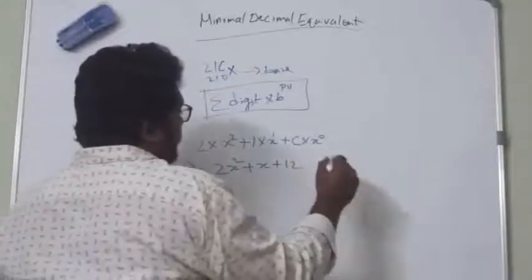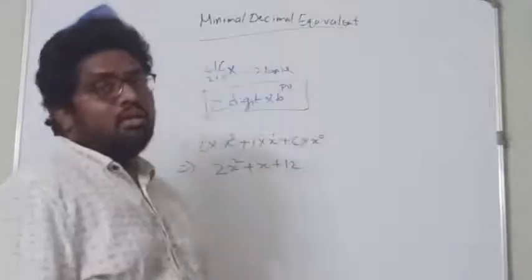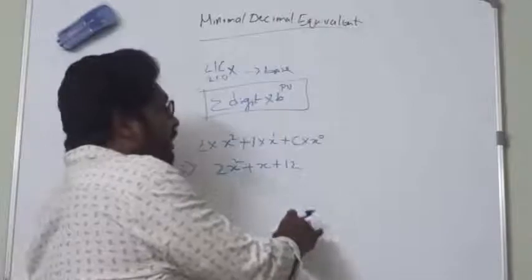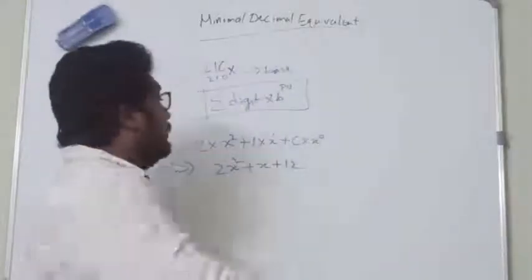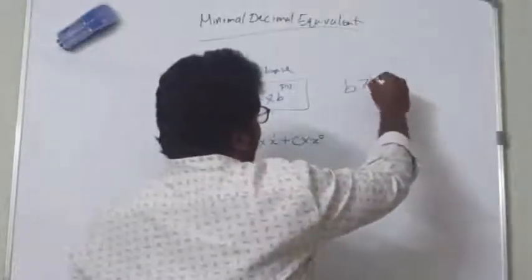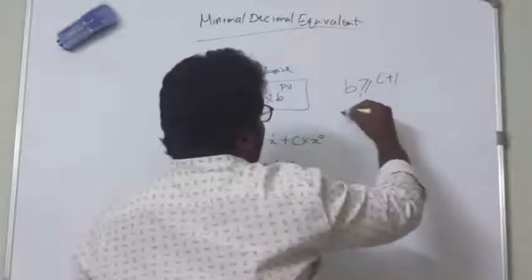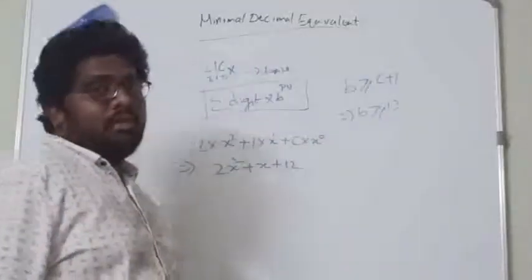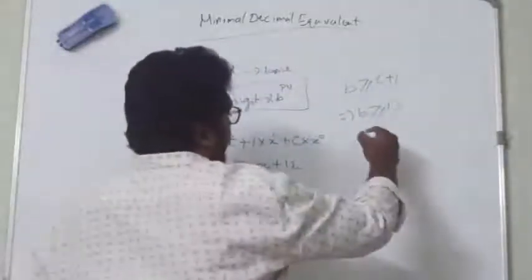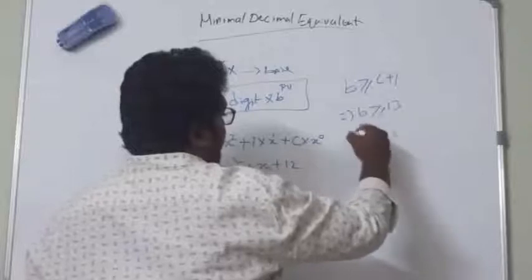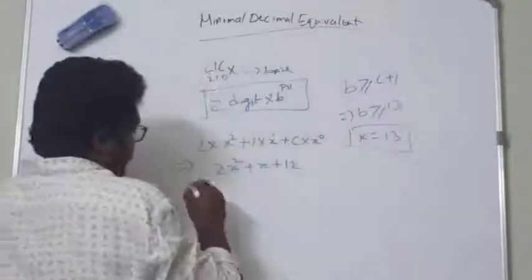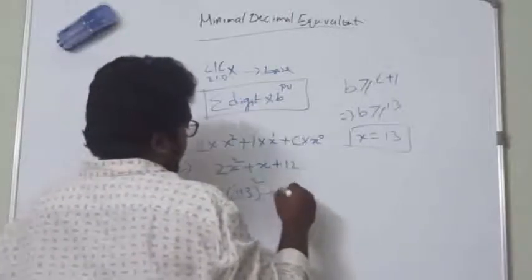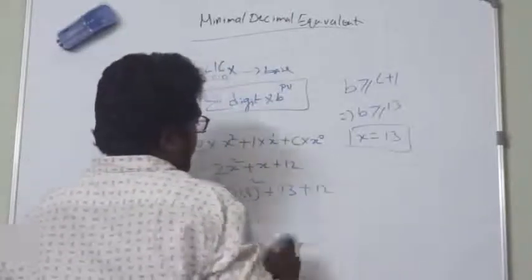C means 12. Now we have to substitute a value which is greater than or equal to 12. So the base value must be greater than or equal to C plus 1. That implies B is greater than or equal to 13. So now let's substitute x equals 13. This implies 2 into 13 square plus 13 plus 12.